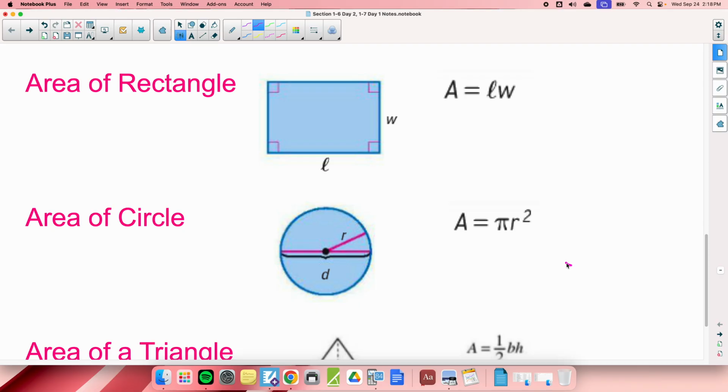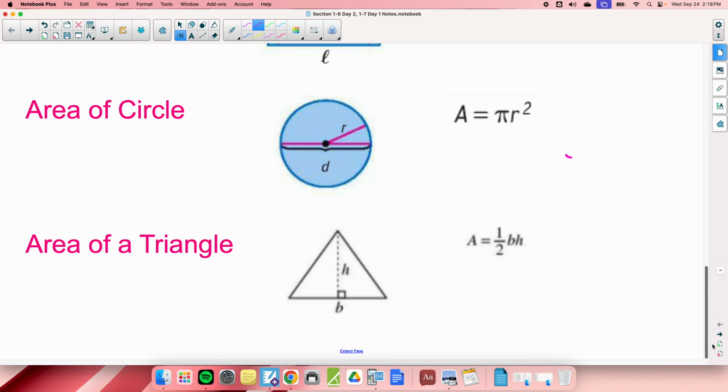Okay, so the area of a circle is pi times radius squared. Okay, that is the area of a circle.